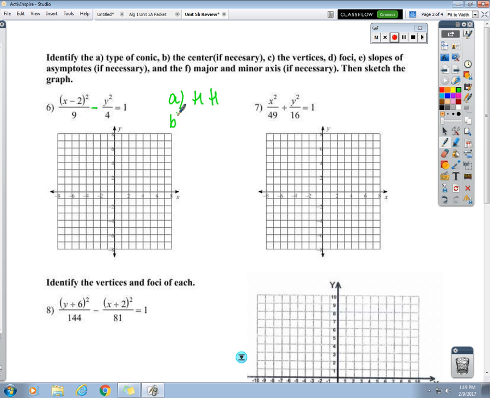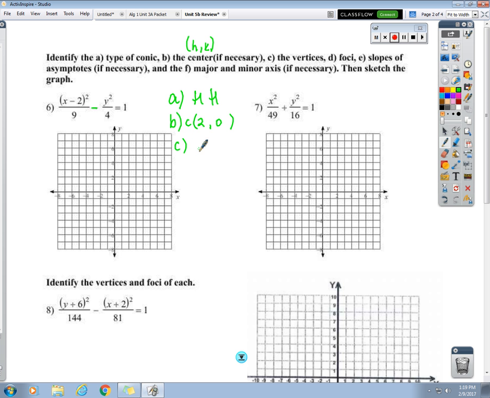Now B. Where is the center of this hyperbola? 2, 0. Remember, the center is always the h and the k. The h is with the x, so that was x minus 2, so positive 2. And then there's no number beside the k, so that meant the k was 0. Okay, now C, the vertices.